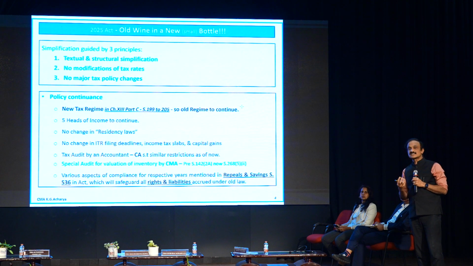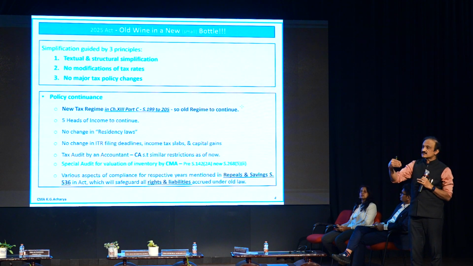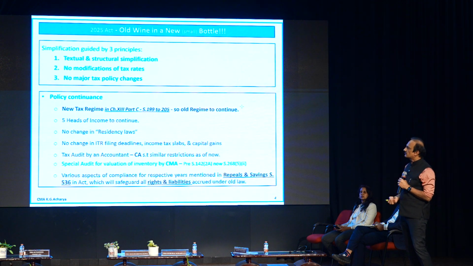Imagine if there were any changes in the tax policy, they should have come out like every budget, with a memorandum of changes and reasons for change. So there are no changes. Therefore, between the 2025 Act and the 1961 Act, whatever is there in the 1961 Act with fewer words has come in the 2025 Act.